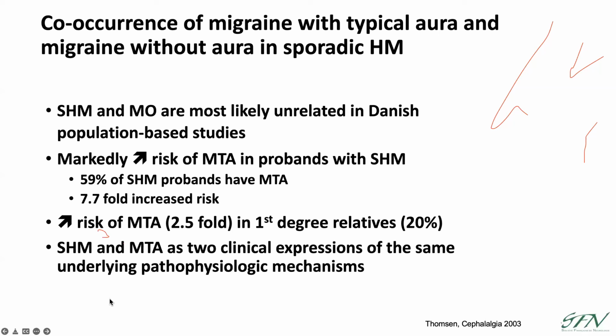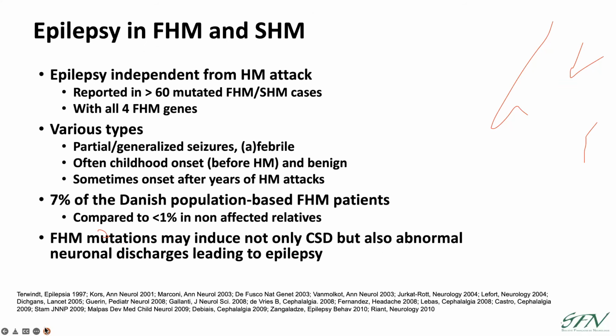So sporadic hemiplegic migraine and migraine with typical aura are two clinical expressions of the same underlying pathophysiologic mechanism in these patients with sporadic hemiplegic migraine. Sometimes they will have an attack where the cortical spreading depression reaches the frontal regions, explaining the motor deficit, and in some other cases, they will have a migraine aura that will stop before reaching the motor areas, and they will have no motor deficit.